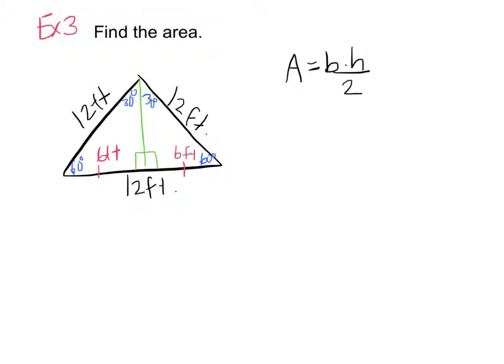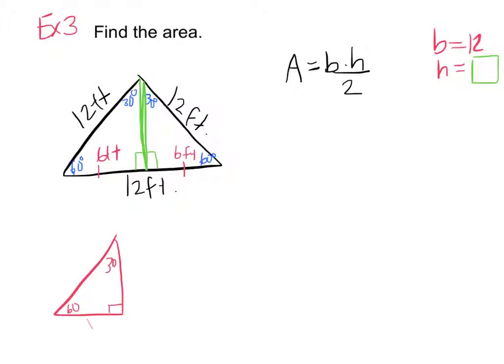So now, okay, let's see what we've got. I know that my base is 12, and I drew in my height. It's green. Okay, so it's going to be some green value. What is this height? Now, you may have noticed the 30, 60, 90 triangle right here. So let me remind you that in a 30, 60, 90 triangle, the pattern of the sides looks something like this. So they're saying that this side is 6, right here. The hypotenuse is 12, which makes sense because 2 times 6 is 12.